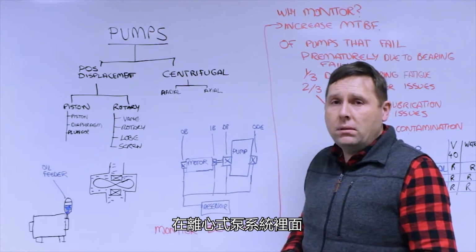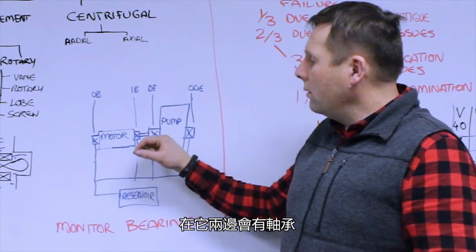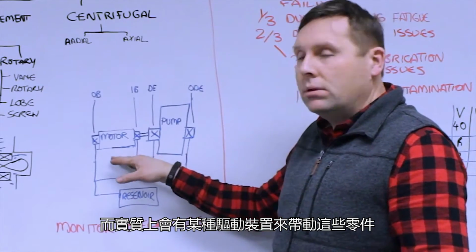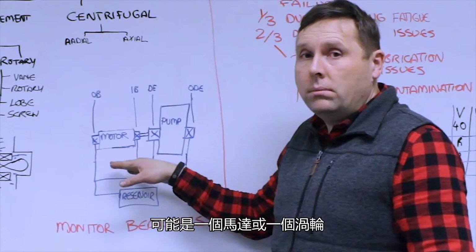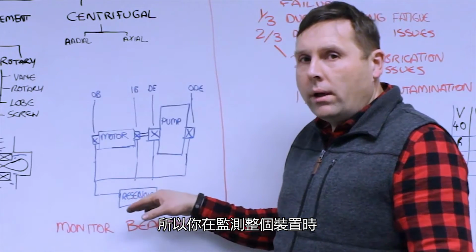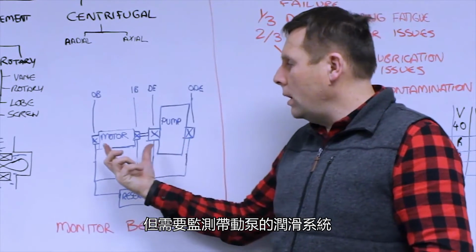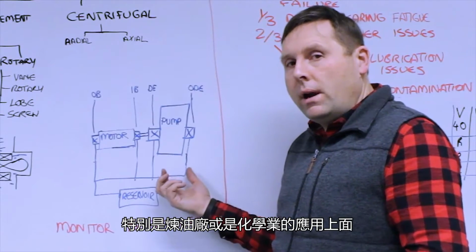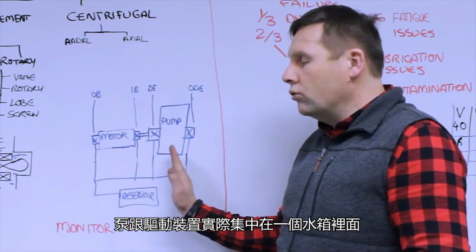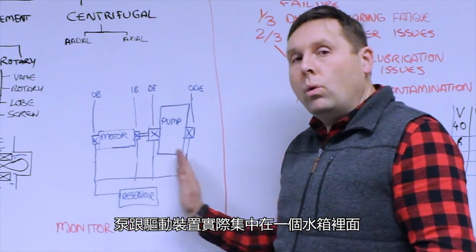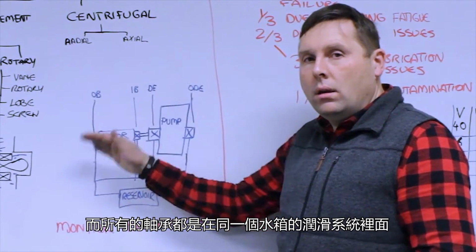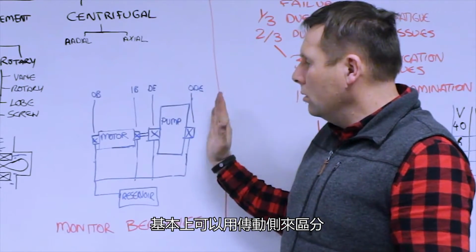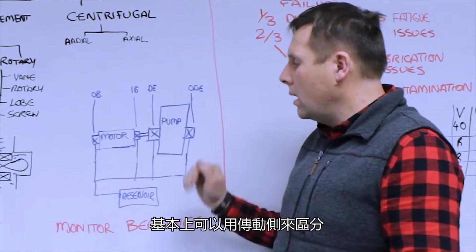In the case of a centrifugal system, typically you'll have a pump, and you'll have bearings that are essentially keeping the flywheel or the rotor in place. And in practical terms, there's some sort of driver driving these. It could be a motor or it could be a turbine. When you are monitoring these, you're not necessarily monitoring a pump per se, but you're monitoring the lubricant system that drives the pump. In many applications, particularly in refinery and chemical applications, both the driver and the driven product, predominantly a pump, are all in one reservoir, and all the bearings are lubricated from the same reservoir. That can be a variety of different systems, and they can be identified in different ways. Typically, you'll identify them by the drive end, where it is coming from.